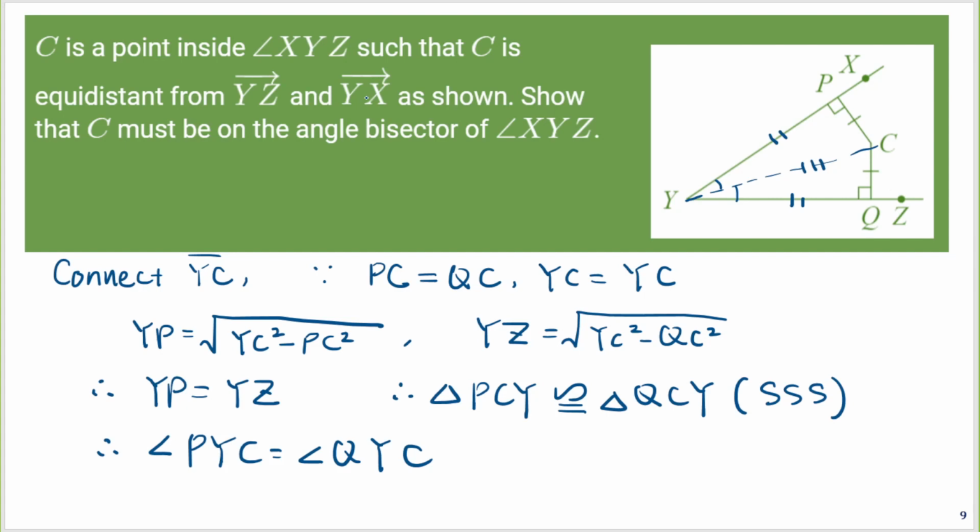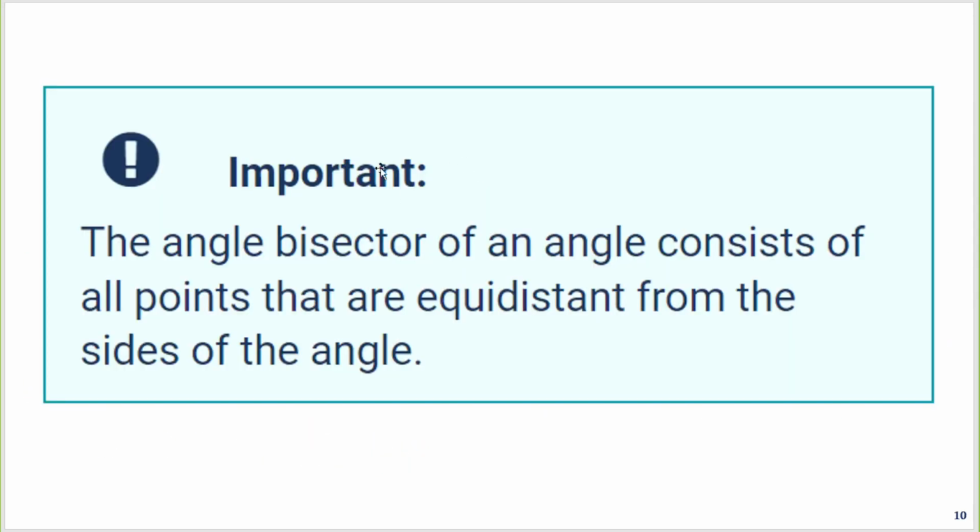No matter where C is, it must be on the angle bisector of that angle, right? You see that? So if we consider both of the examples here, then we can conclude that the angle bisector of an angle consists of all points that are equidistant from the sides of the angle. This is an important property of the angle bisector. Okay? Did you get it?